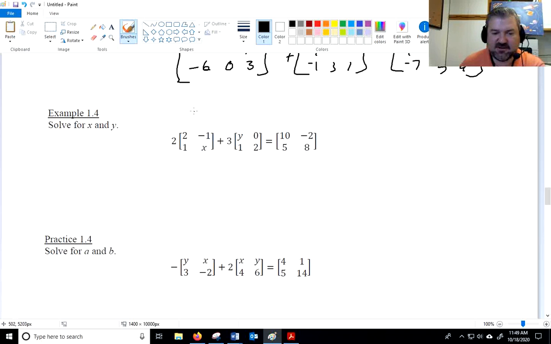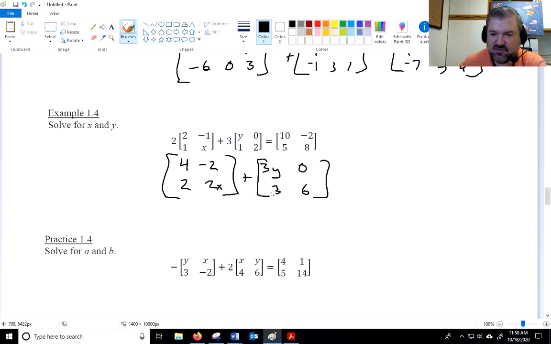All right, I got another kind of problem for us to work. We can also have some unknown quantities in what's called a matrix equation. So I see that the left-hand side of this matrix equation must equal another, so we can do some basic algebra with matrices. First, let's perform the scalar multiplication. So I've got 4, negative 2, 2, and 2x. We're going to be adding that to 3y, 0, 3, and 6. And the result is 10, negative 2, 5, and 8.